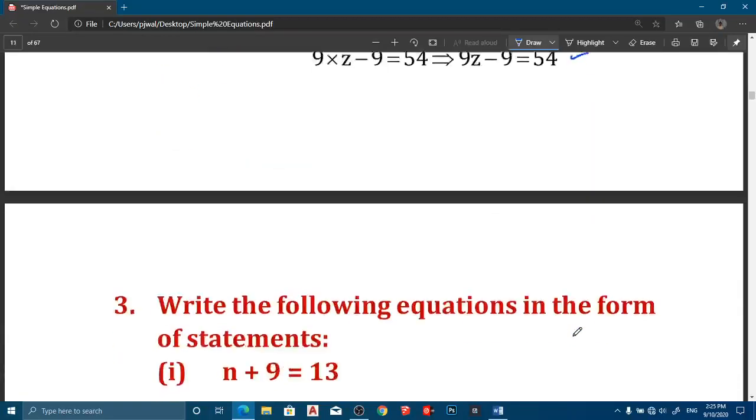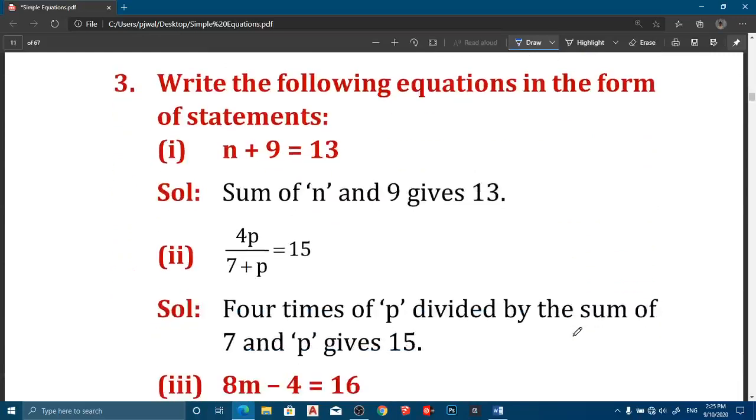Okay. Next, third one. Write the following equations in the form of statements. This is the reverse process. Just write the given equations in the form of statements. You can use your own words also, but the meaning should be the same. So n plus 9 equal to 13. How can I write this? Sum of n and 9 gives 13. This is a simple way. Or, if you add 9 to a number, that gives 13. Like that also we can write.